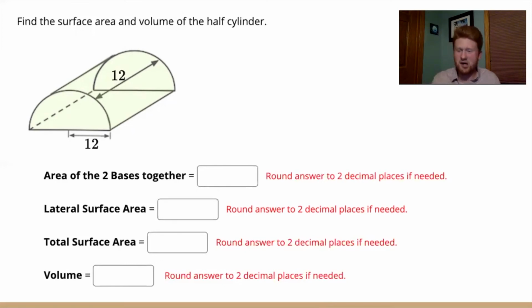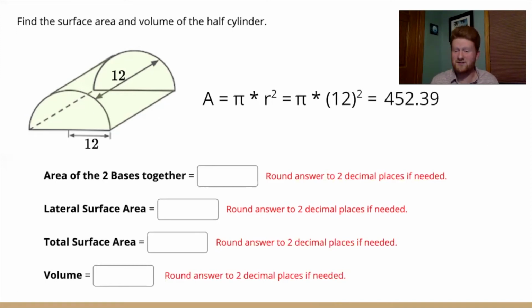So again, we want the area of the 2 bases together. Now, remember the area of a circle is pi r squared, and before we had to double that because we had 2 circles. But here we have 2 half circles, which just makes 1 full circle. So we can really leave this formula as it is, which is pi r squared. So we get pi times 12 squared for a total of 452.39. Again, that covers both bases, so we're set for that part.